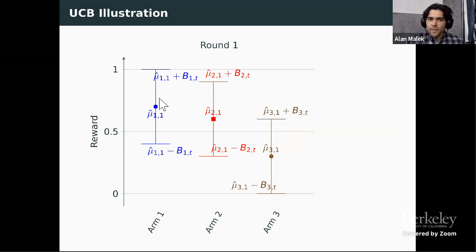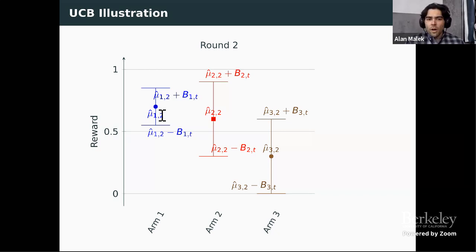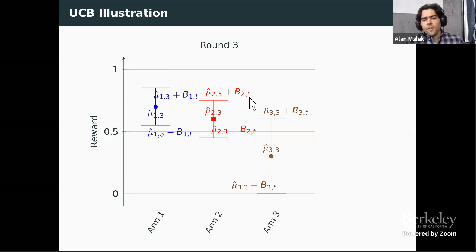So that's what we do, we play arm one. Then we see that we got more information, so the confidence interval on this arm shrinks a bit. And now what are we going to do? Well, we're going to do the same sort of counterfactual, and in this case, the true mean of arm two is plausibly better than the true mean of all the other arms, so we pick arm two. And we see that arm two kind of decreases. And on the third round, then we'll want to pick arm three because now this UCB is bigger.